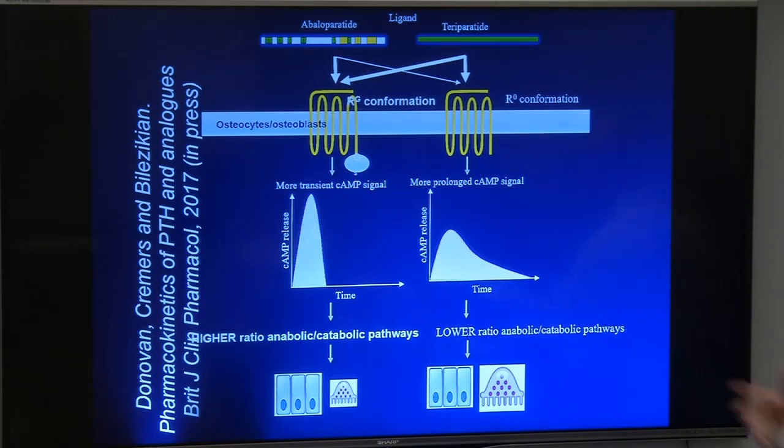So Donovan actually came up with this. We actually, this is in press. We haven't yet been published, but it's kind of neat because it helps to explain the difference by a mechanism between abaloparatide and teriparatide.